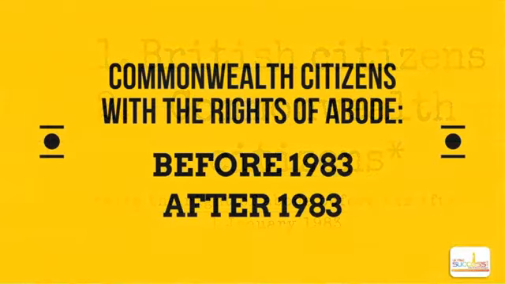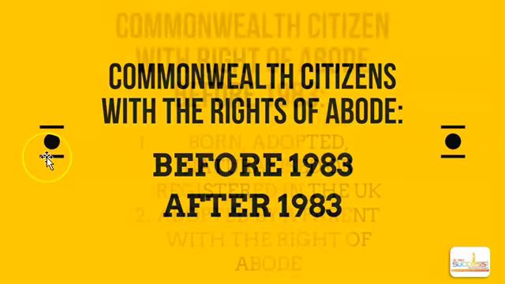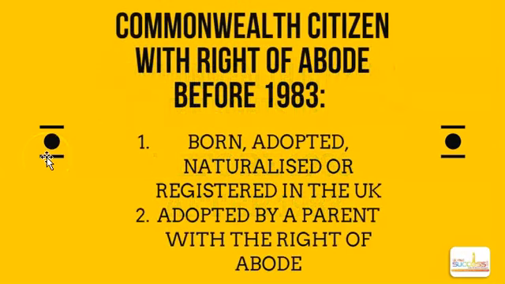To keep the rules as simple as possible, let us divide them into smaller parts. Let us start with dividing the Commonwealth citizens with the right of abode into 2 categories: Commonwealth citizens with the right of abode before 1983 and persons with the right of abode after 1st of January 1983. Commonwealth citizens with the right of abode before 1983: there are 6 categories of Commonwealth citizens who may qualify.